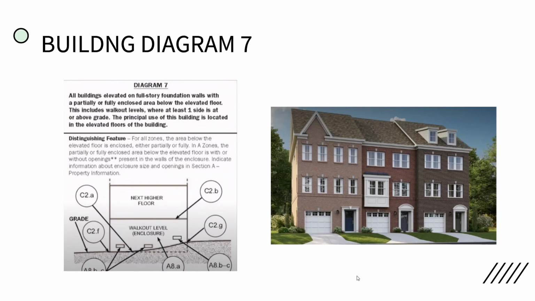Diagram 7, this is kind of like a townhouse. I see this a lot on townhouses where you have an entire level that is not a living space, and then the next level is the living space. So basically your bottom floor is a garage. Okay? On this one, you would need the flood vents, the size, the type, all that. The grade, the finished floor of the garage, and the next higher finished floor.